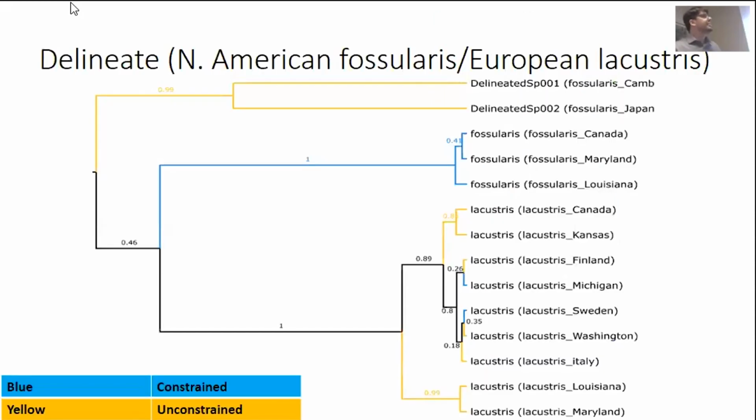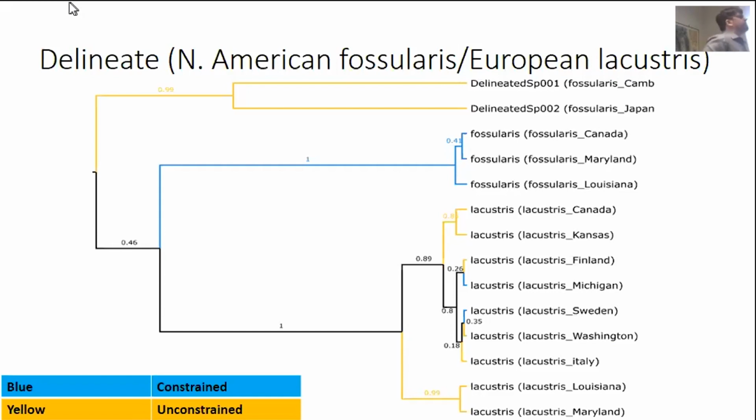So this is Delineate. Delineate is a brand new program. It took me like a year and a half to learn how to use this thing, and for a really dumb reason. But what Delineate is doing is we are telling it what species we already know, and we are asking the program to infer what we don't know. So for this one, I'm pretty confident that Stylaria leucostris Michigan and Stylaria leucostris Sweden, those are from our big sensu strictu clade. The blue represents constraints, what we know, and the yellow is the unconstrained, what we don't know, by the way.